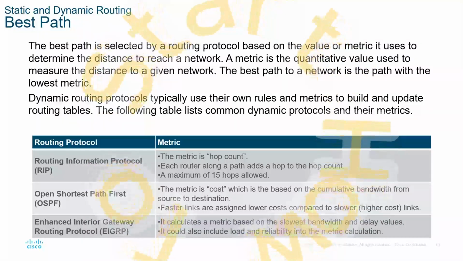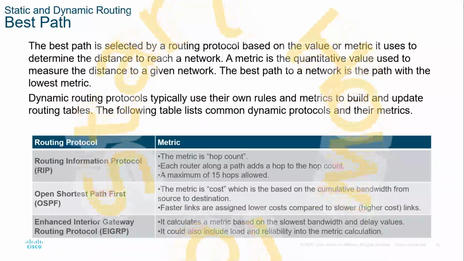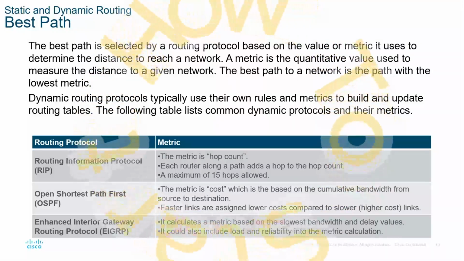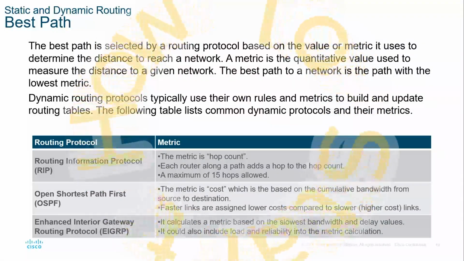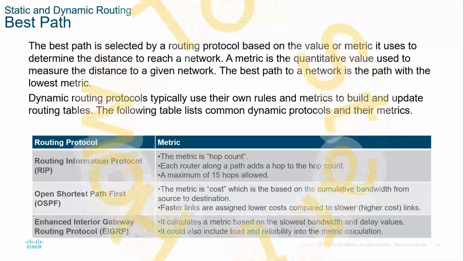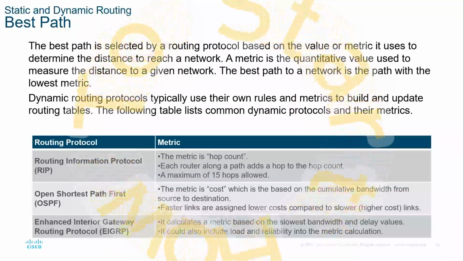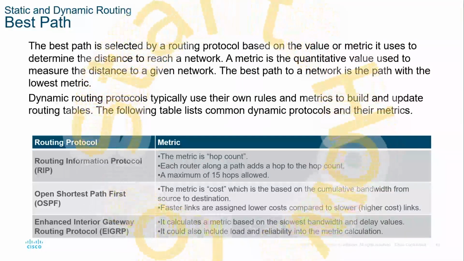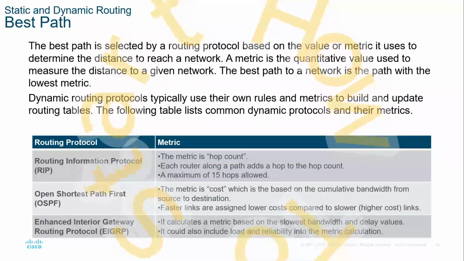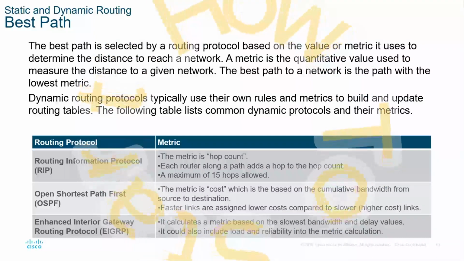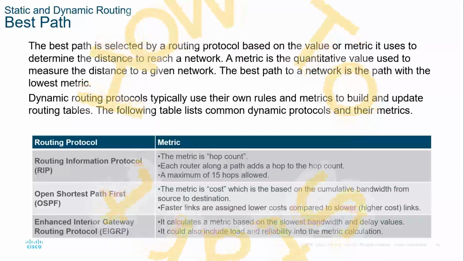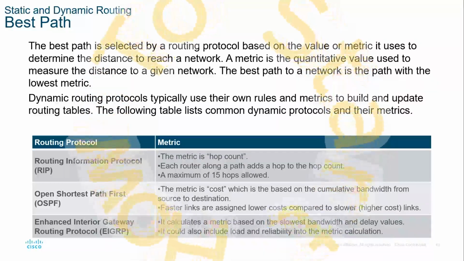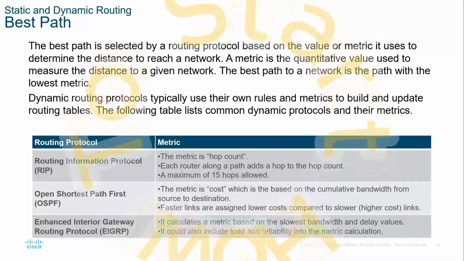Best path really depends on what protocol we are using. If we are using RIP, RIP uses the metric of hop count. If we are using EIGRP, this will be based off of the metric of bandwidth and delay values. Basically, it will look at the cost of communication and it will try to send it through the paths that have the most bandwidth, the lowest delay, and are considered the most reliable.